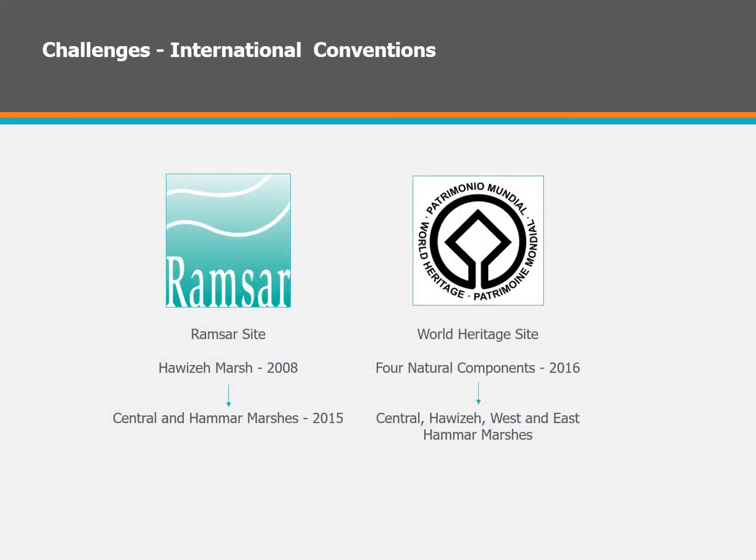Additional challenges relating to international conventions apply. The marshlands come under 2 conventions, Ramsar and the UNESCO Cultural Heritage Convention, which have different requirements. Additionally, the UNESCO obligations are stronger than the Ramsar ones. This is creating management challenges.